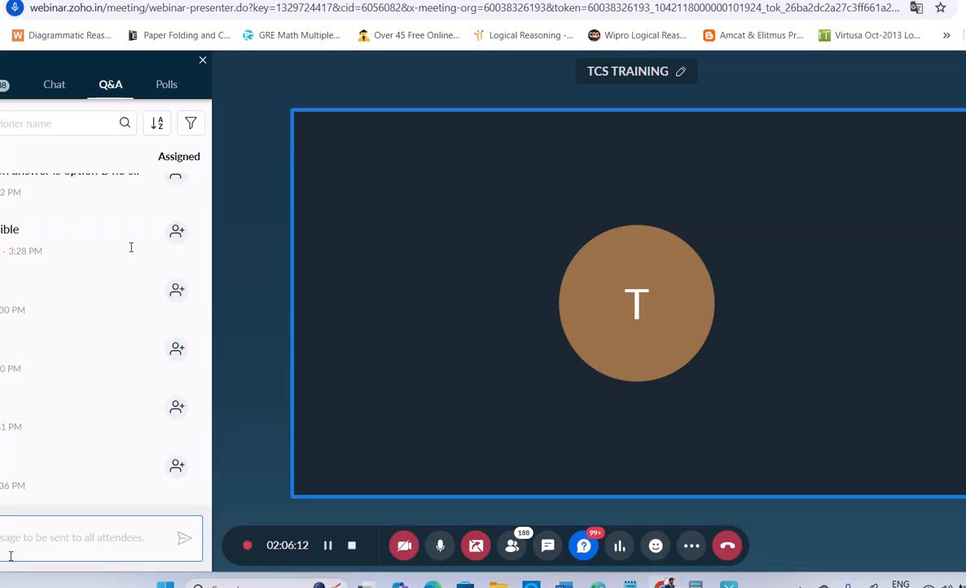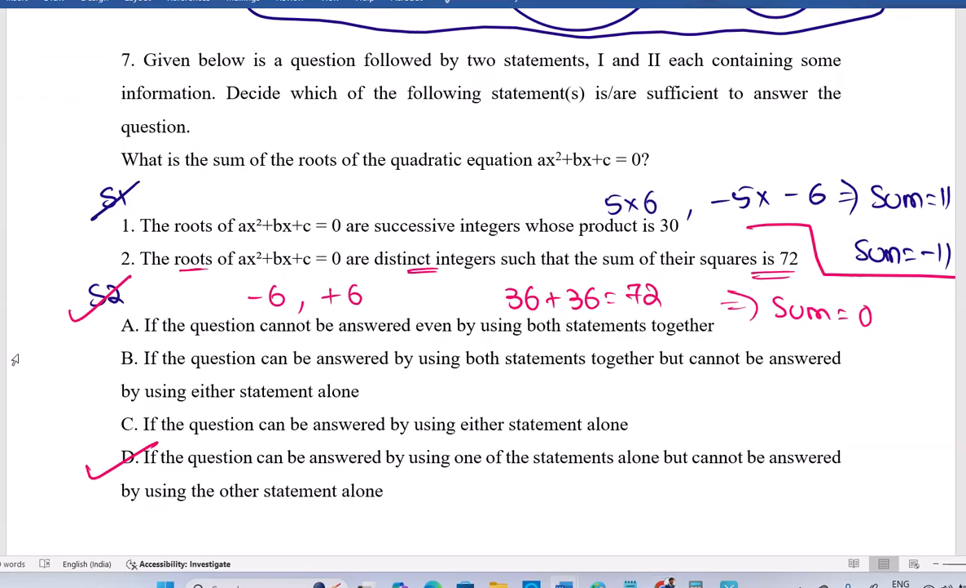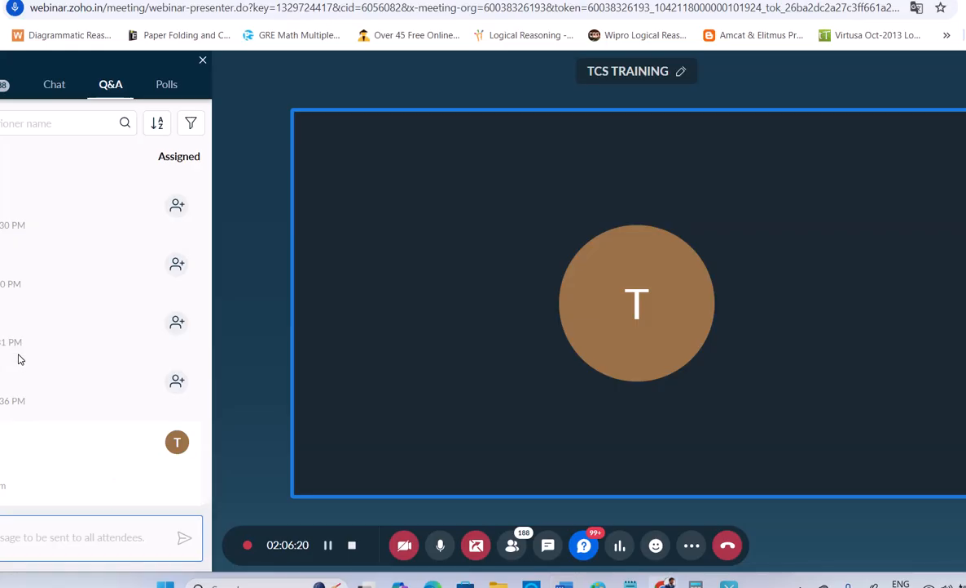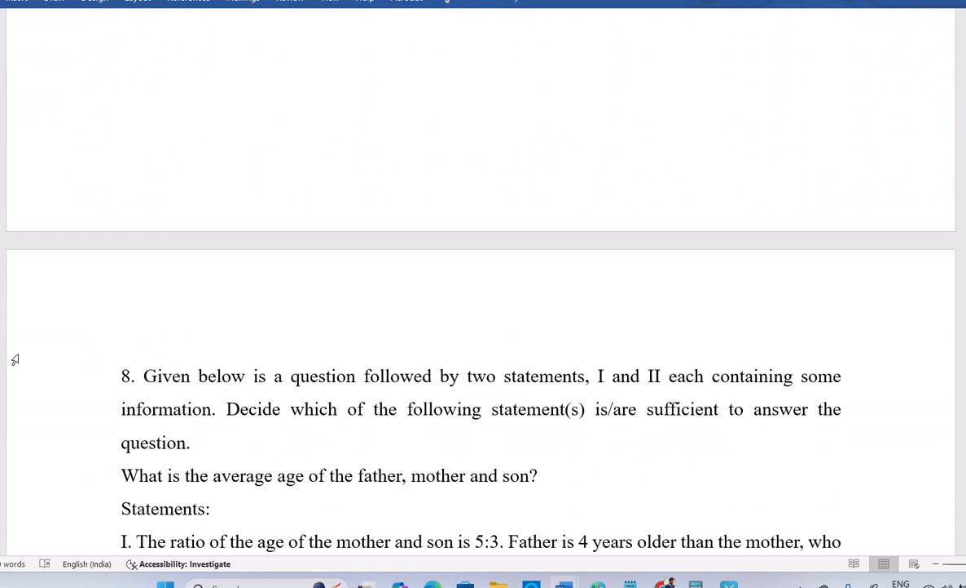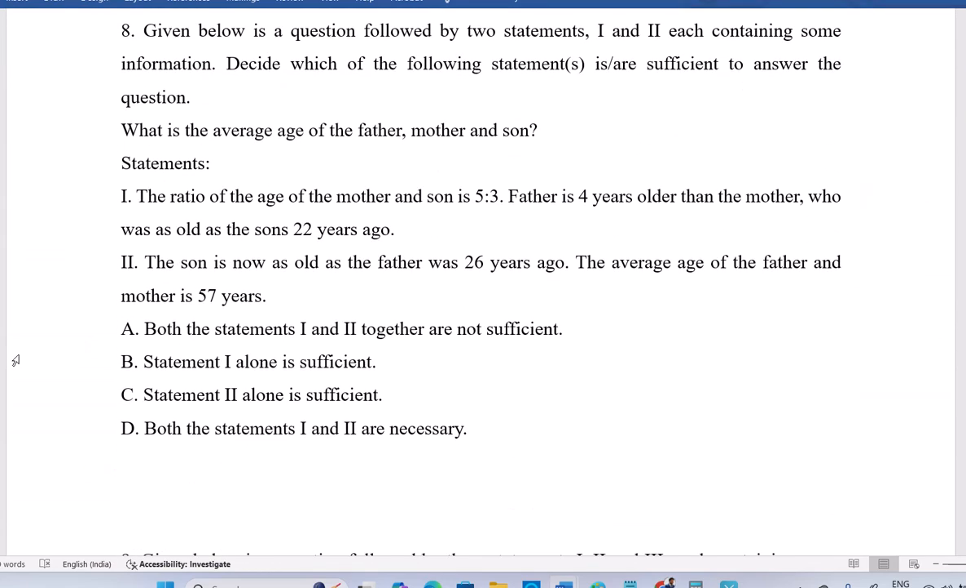Excellent question regarding data sufficiency, right? Next level question this is. See this question, again data sufficiency. What is the average age of father, mother and son? So I want father plus mother plus son, divided by 3. First of all, if I know that summation, then cool, right?